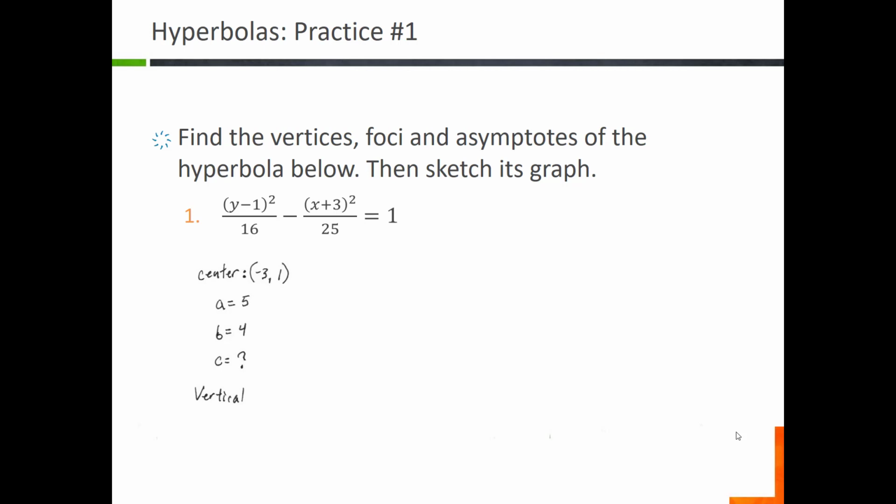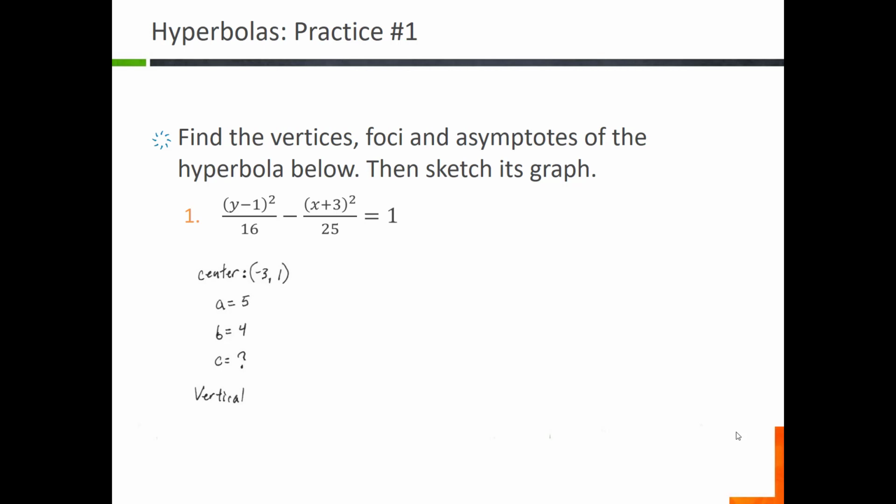C is the one we don't know. We're not given that on the graph or the equation here. And because it's the y squared term first, because it's y minus x, I know this is going to be vertical, because vertical is the y. All right, so those are things you should be able to just quickly tell right off the graph or right off the equation.